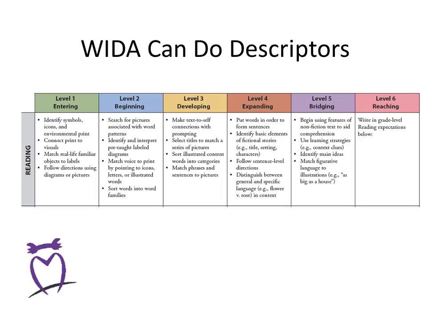The WIDA can-do descriptors for reading begin with identifying symbols and environmental print and increase in difficulty until the student reaches reading fluency in English.